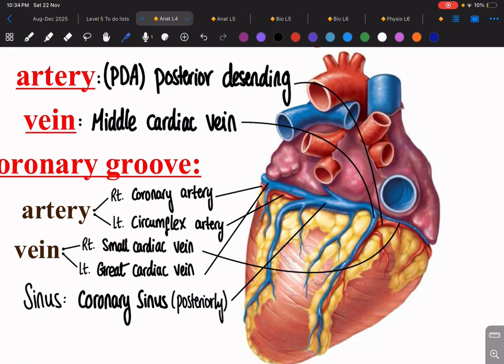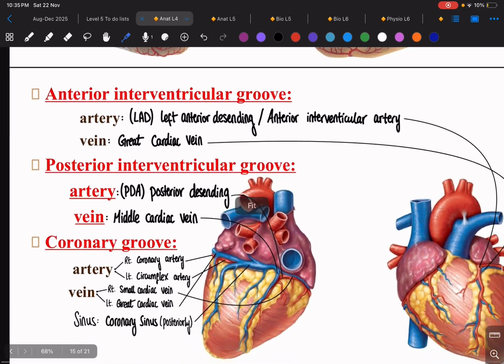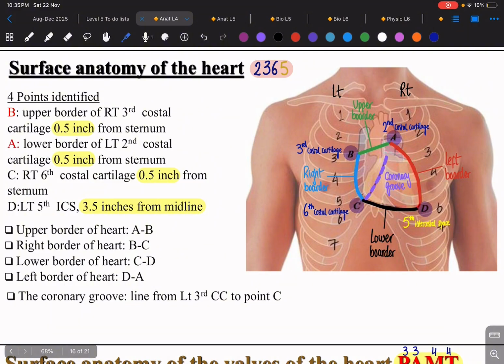For the left side, we're gonna have for the artery the circumflex artery, and for the vein we're gonna have the great cardiac vein, and we said the left pumps to the whole body so it needs the great cardiac vein. Okay, so we're done with the grooves and the arteries and veins that are in each groove. Now let's move to the last part of the lecture which is the surface anatomy.